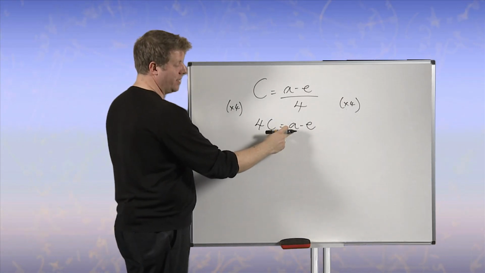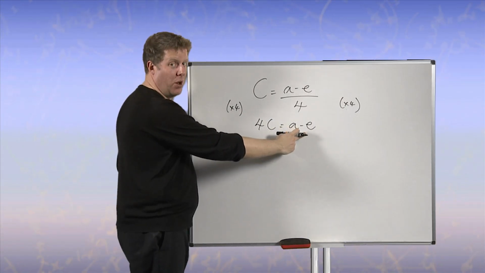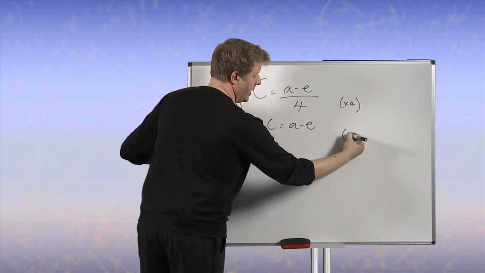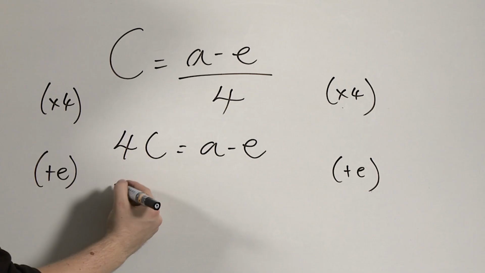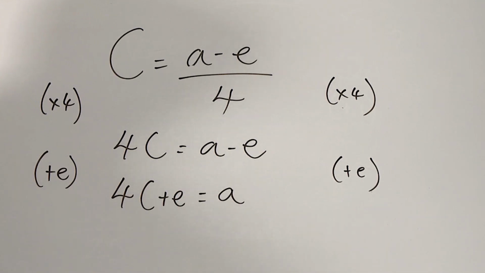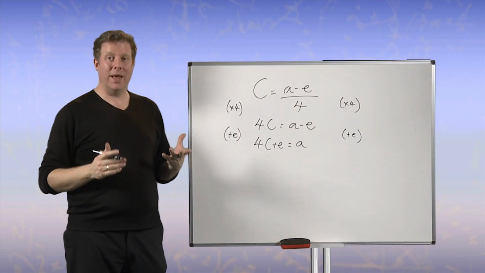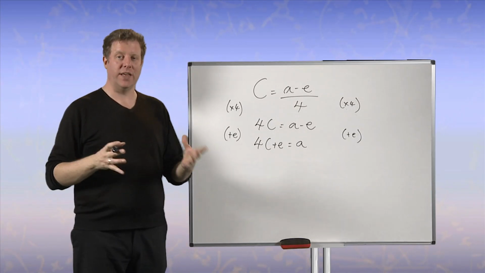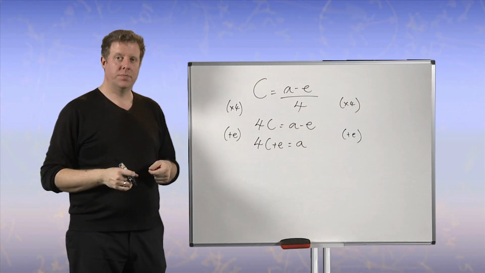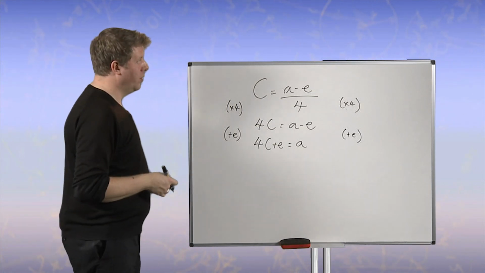I want to get a as the subject, so I need to get rid of that minus e. So I'm going to add e to both sides. That will give me 4c plus e here, and a there on the right-hand side on its own. Remember, again, it doesn't matter which side of the equal sign your letter is on, so long as it's there on its own. Okay, so let's carry on.